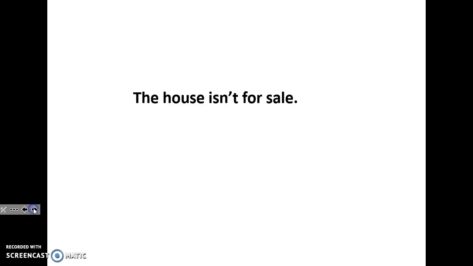One last example. The house isn't for sale. For is a preposition. Sale is the object, so we cross out for sale. The subject, who or what is the subject in this sentence? The house. Well, come over here and look at the verb, which is.